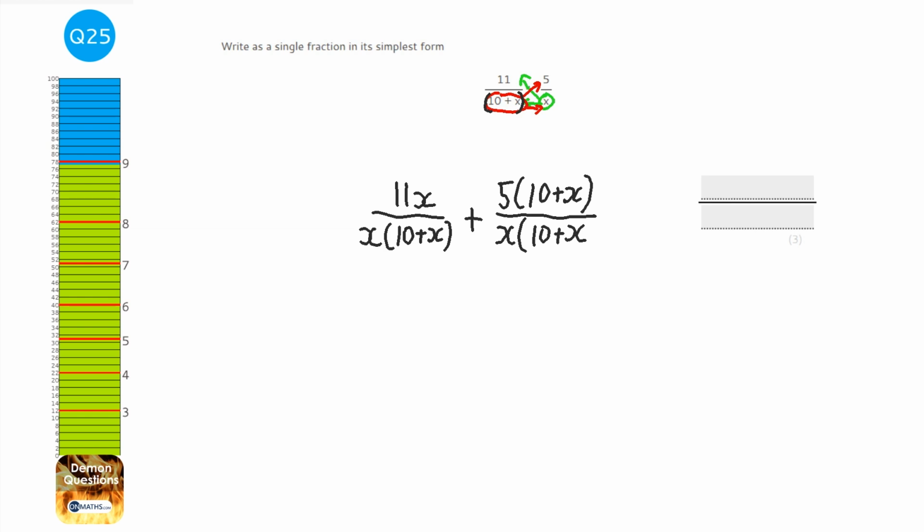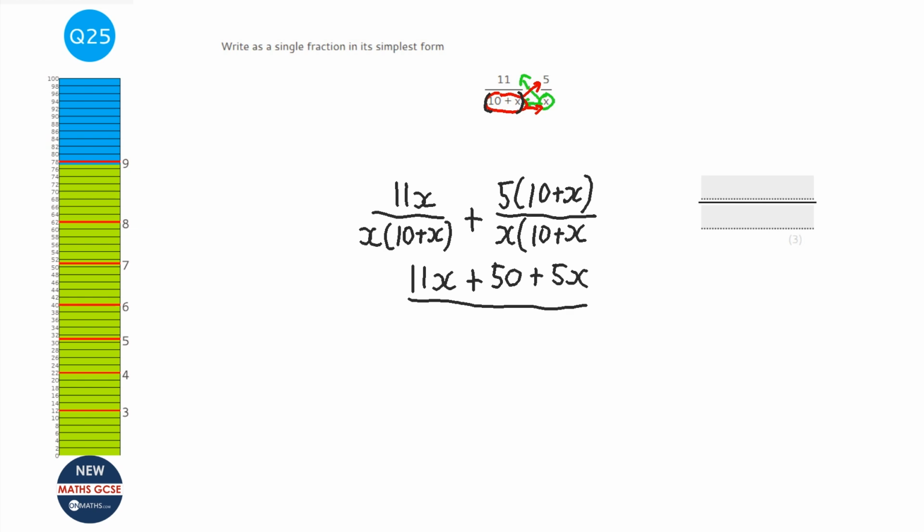Okay, so now the bottoms are the same, we can just simply add the tops, and I'm going to expand that top bit. So 5 times 10, which is 50, 5 times x, which is 5x. I'm going to expand the bottom, but you don't need to. So the bottom will stay as x brackets 10 plus x. The bottom, in fact, let's do that step first to make it really clear.